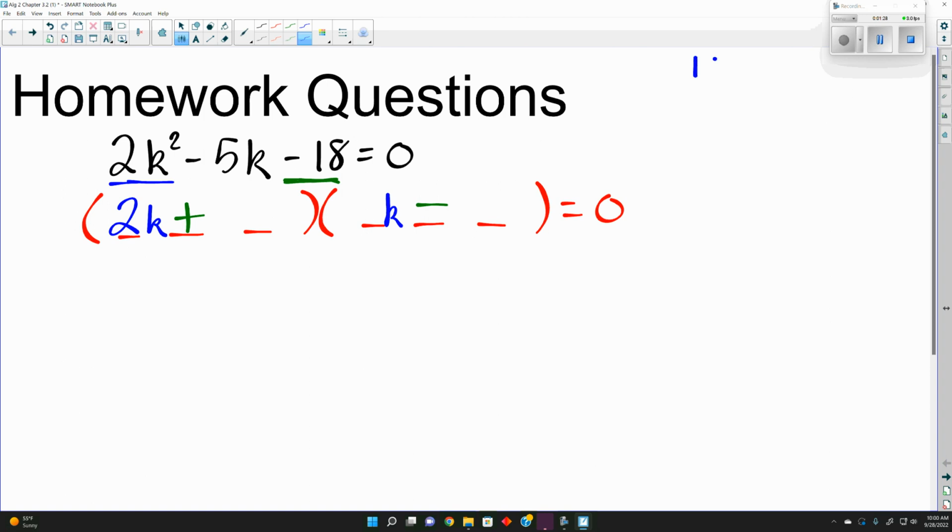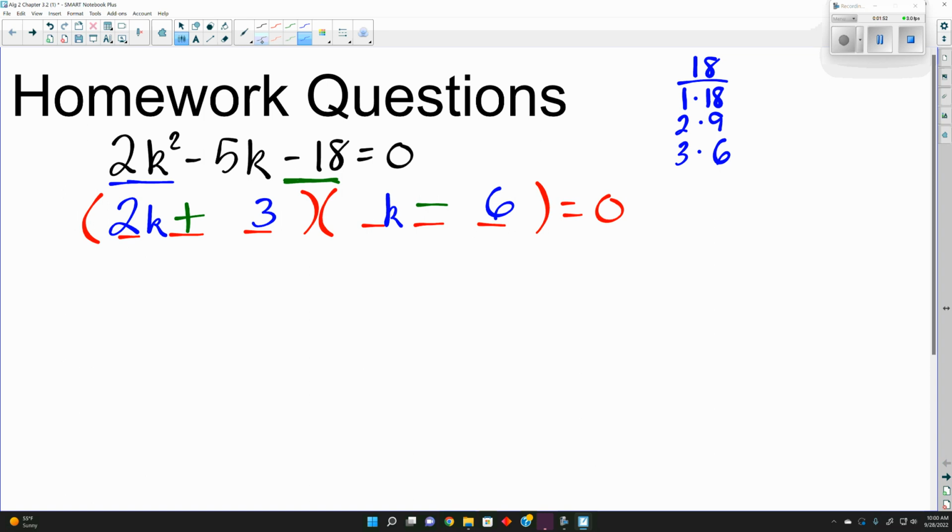Now we need to find the factors of 18. Well, we have 1 and 18, 2 and 9, 3 and 6. 4 doesn't work, and that's really the last possible one. Now looking at all these here, which set of factors do we want to try first? 3 and 6.